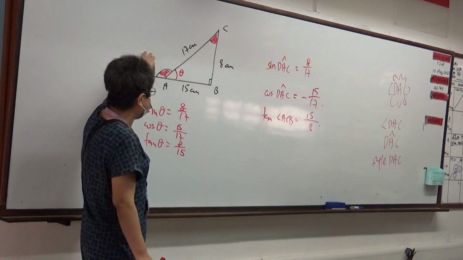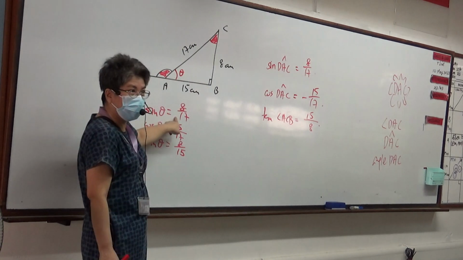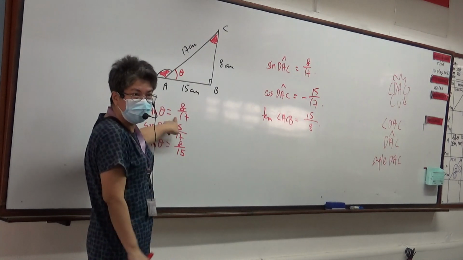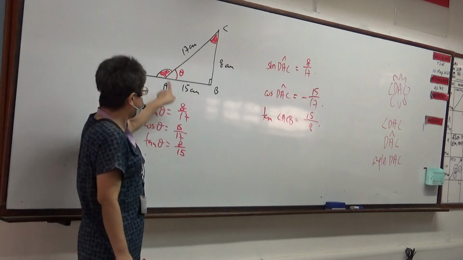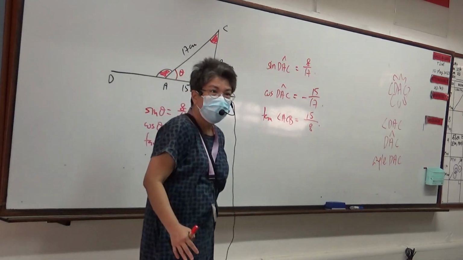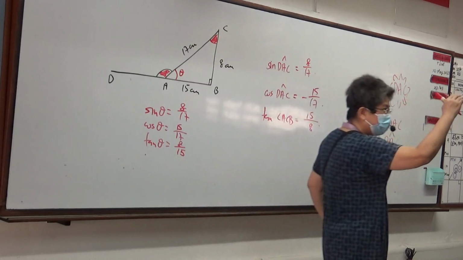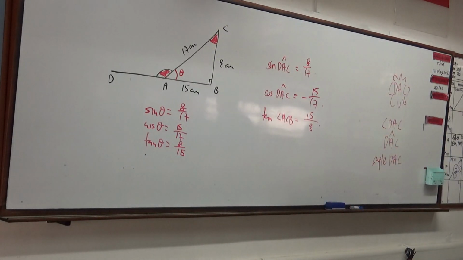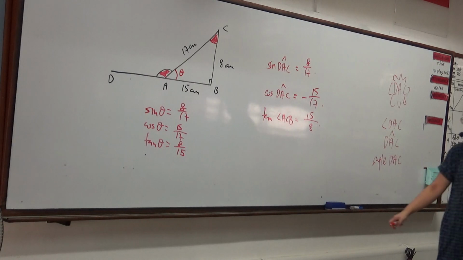Alright, so what is this one? Sine will be the same, right? Cosine will be the negative of this. Tangent will be the negative of this. So straight away, you can get it done. I just look for the acute angle first, then I take the other side. That's all. Understand? Okay? Alright.